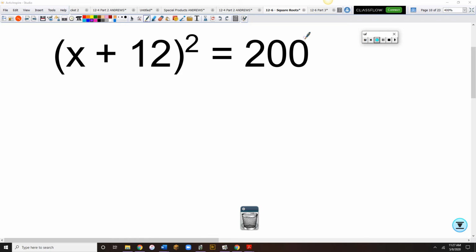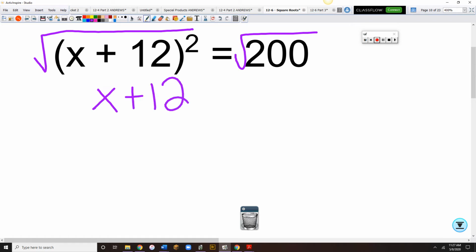Okay, so I'm going to start by taking the square root of both sides. So I get x plus 12 equaling the square root of 200. Since we're answering as a decimal, I can put that into my calculator and get 14 point, let's use hundredths, 14.14, and don't forget, very important, put the plus or minus sign, it's wrong without it.